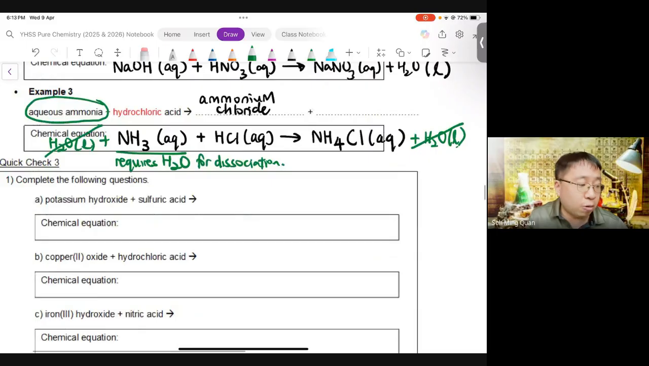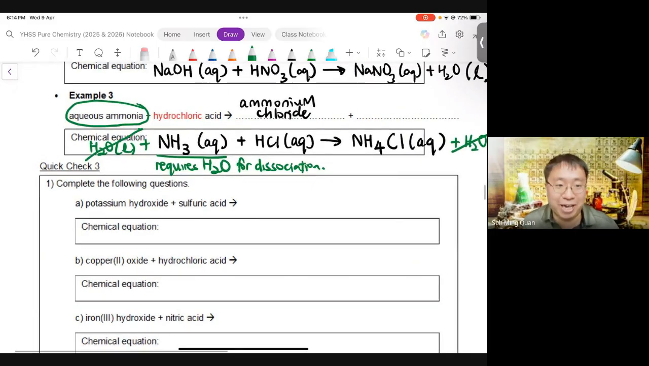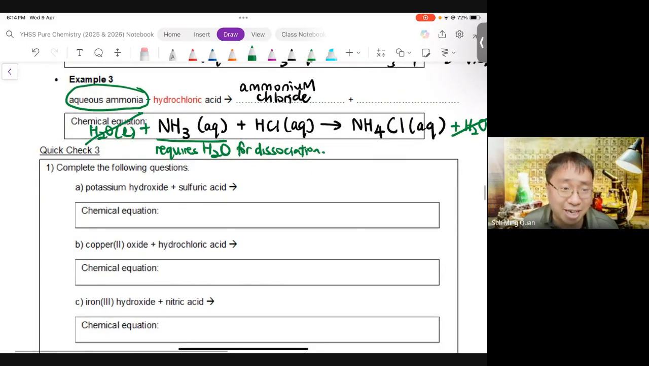All right. Now, quick check 3, you will need to do it yourself. Okay. Can I just get you to do 1A though? Let's just do 1A. All right. Let's just do 1A quickly before we move on. Okay, try to think what's the formula of potassium hydroxide, what's the formula of sulfuric acid, what is the salt formed. All right.